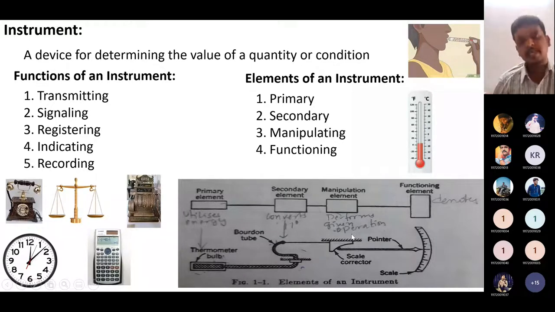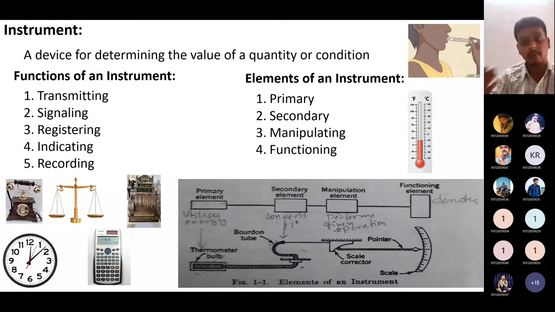Then the manipulating element. The element that performs a given operation on the condition produced by the secondary element is called the manipulating element. For example, the Bourdon tube or pressure spring motion will be modified in the scale corrector to correct for non-linearity. If there is a non-linearity, like a wavering of this pointer, the correction will be applied here in the scale corrector. The non-linearity will be suppressed there.